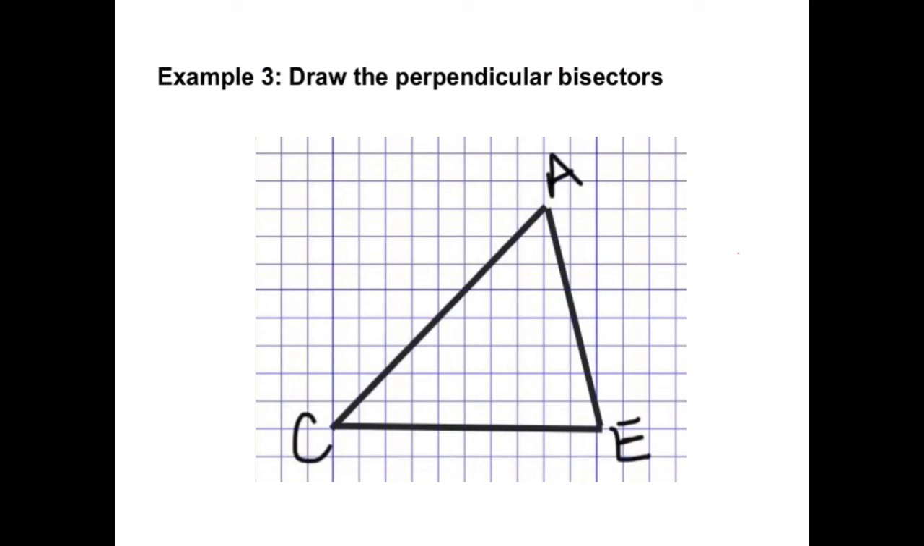When it comes to creating perpendicular bisectors, we're going to start with a triangle on a coordinate grid, and we're going to start with simple triangles where it will be easy to count where the midpoint is, but that's exactly where we have to start.